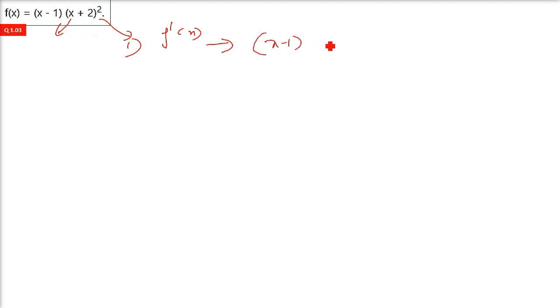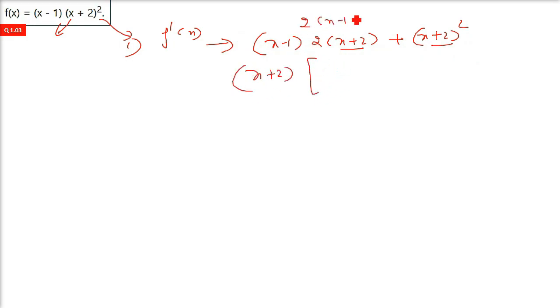x - 1 is already there, so I'll use the product rule for an efficient solution. I take x - 1 and differentiate (x + 2)², then take (x + 2)² and differentiate x - 1. Now we can take x + 2 outside, because it is common. Inside you will have 2(x - 1), that is 2x - 2, and x + 2. Now 2x plus x is 3x, and the 2s cancel. So the differentiation value is 3x(x + 2). Better to multiply inside, because we are going to do the double differentiation as well.